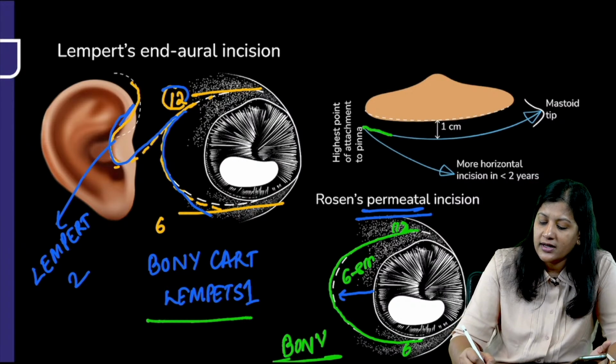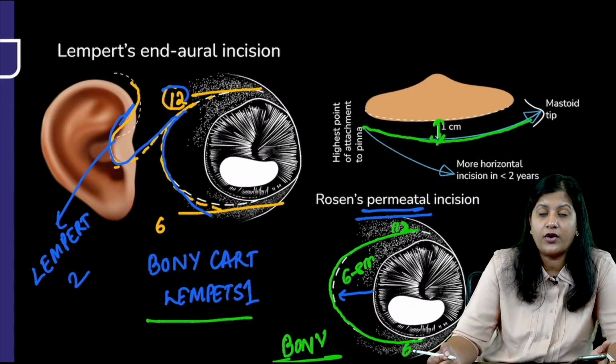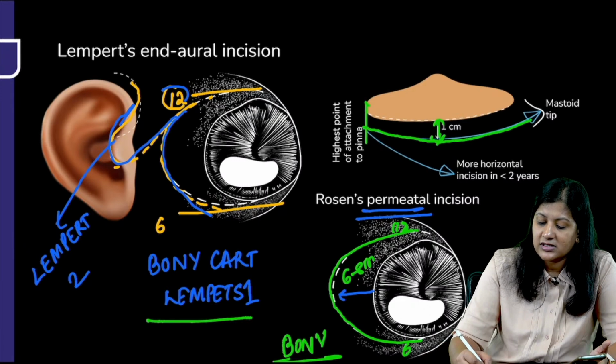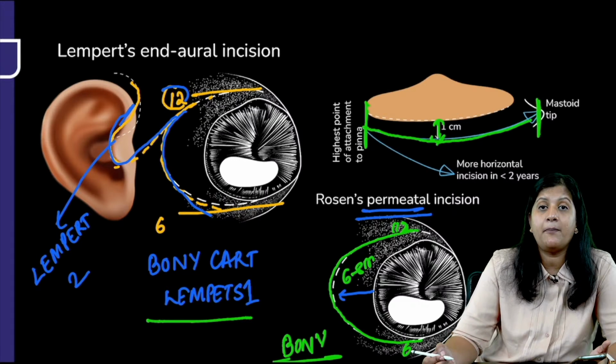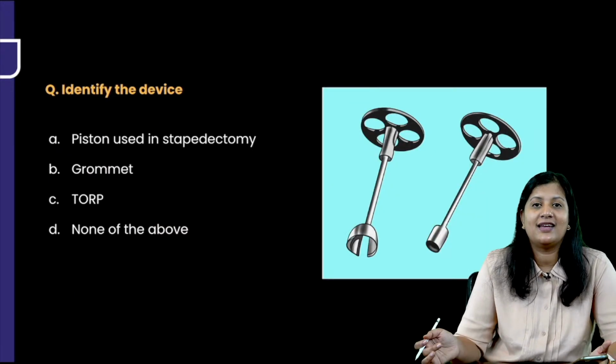And post-aural is behind the pinna, about 1 centimeter behind the retroauricular groove, from the highest point of the helix up to the tip of the mastoid. We call it Sir William Wilde's post-aural incision.